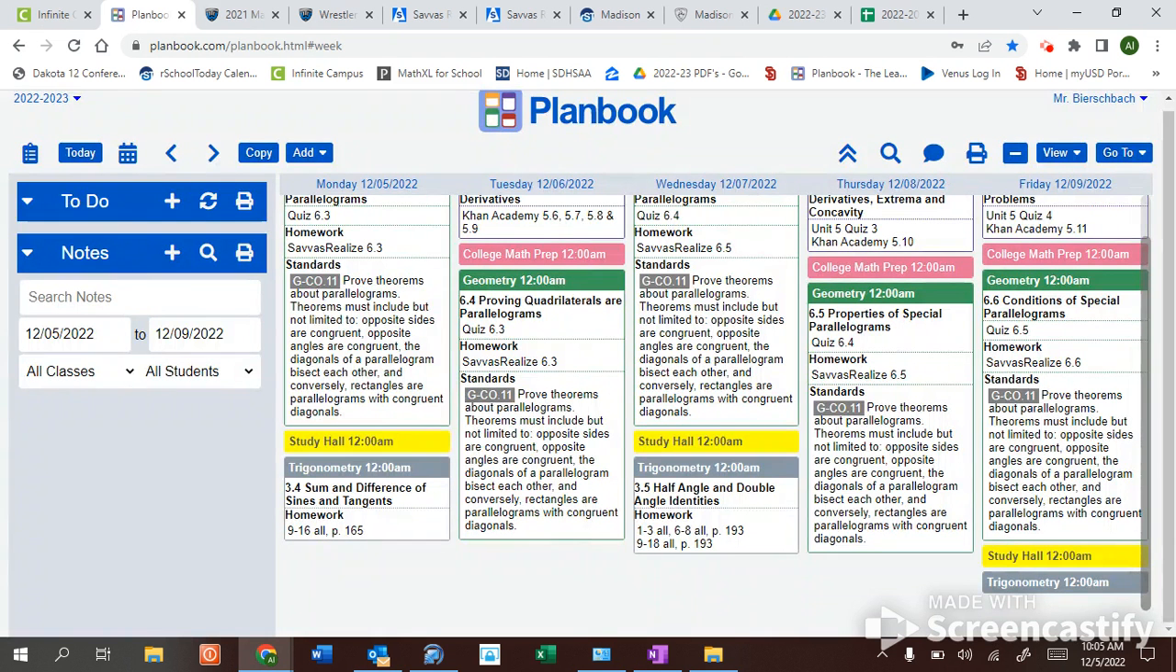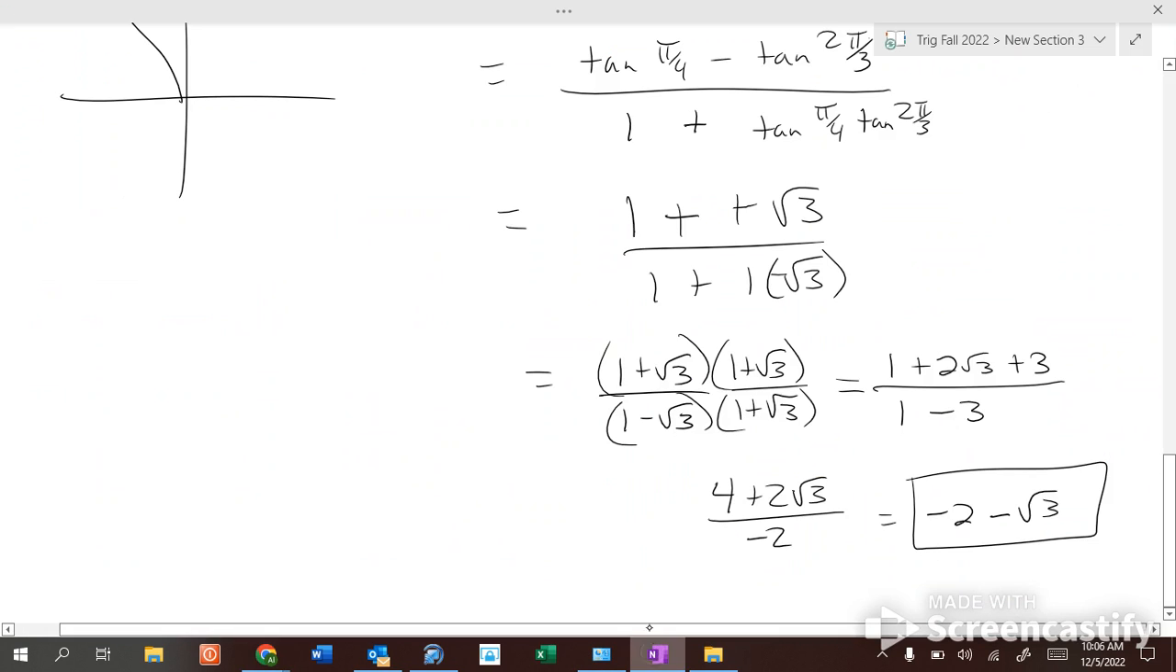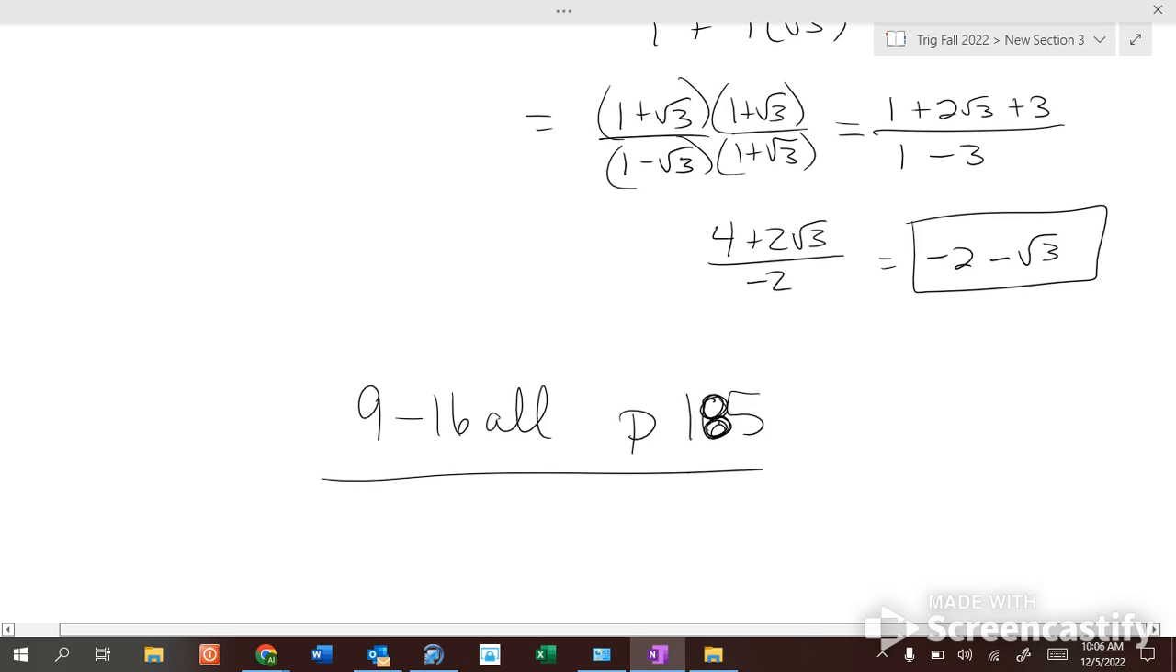So, lesson plan book. 9 through 16 all, page 165, only assignment for today. 16 all, page 165, I think it is. 185, sorry. Page 185. 9 through 16 all, page 185.